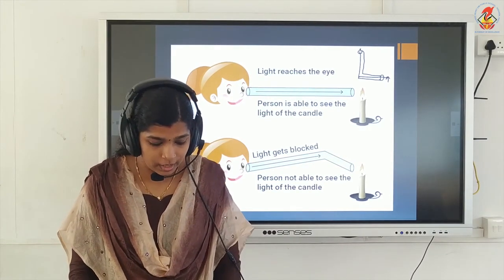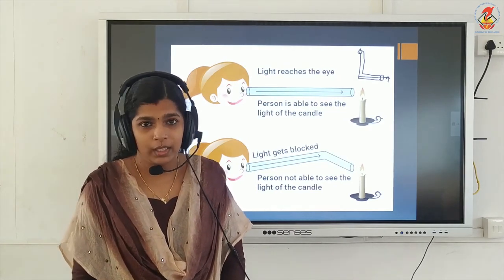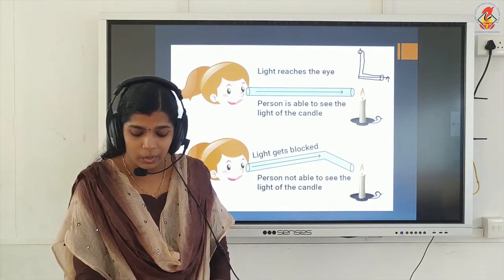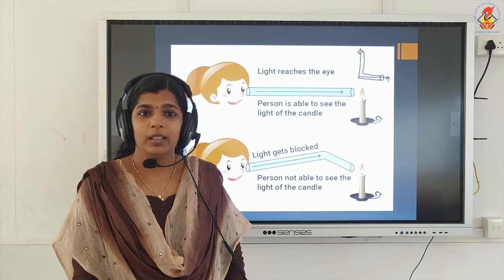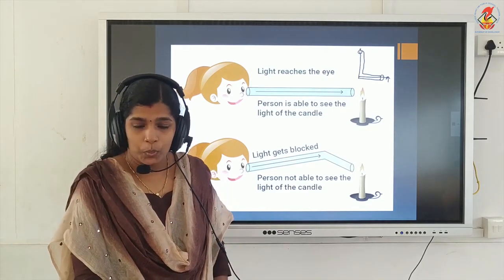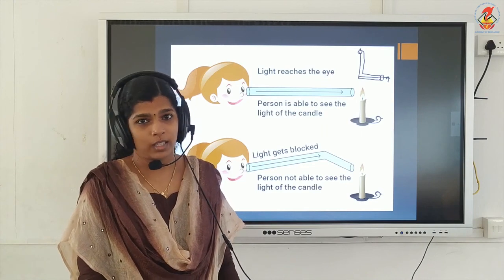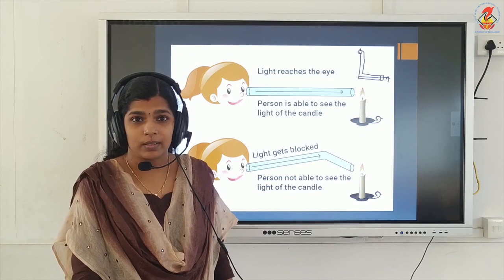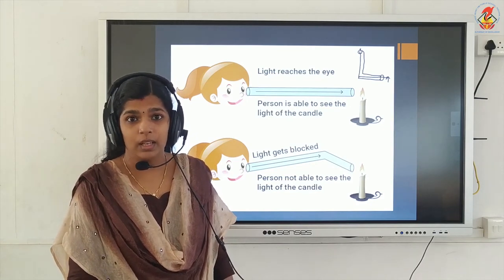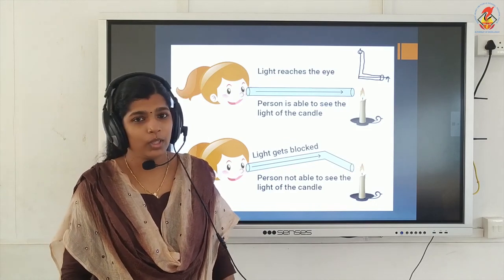Just read activity 1, and so many things are given in that activity. Just mark in the textbook whether the objects are opaque, transparent or translucent. Examples I will tell you: eraser, pen, pencil, book, air, all those things.